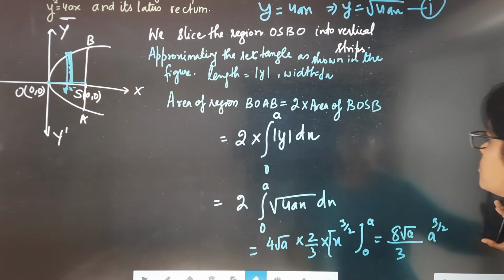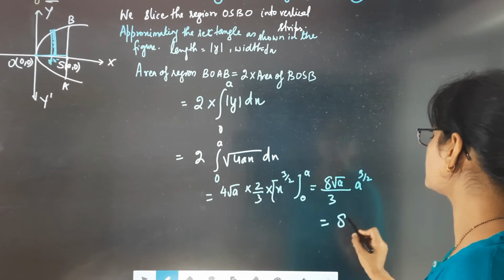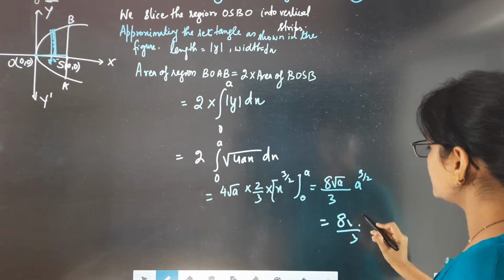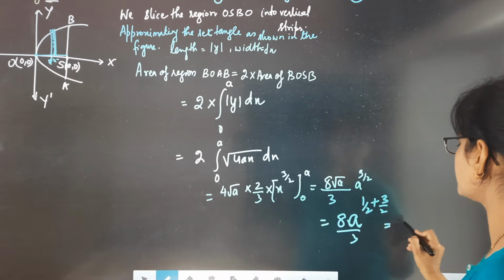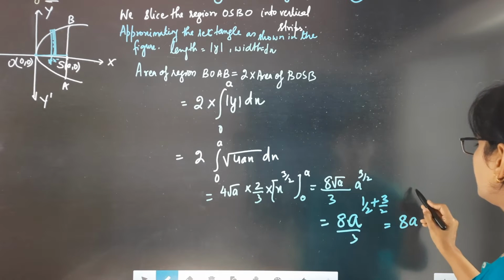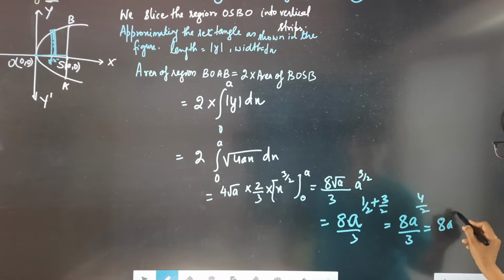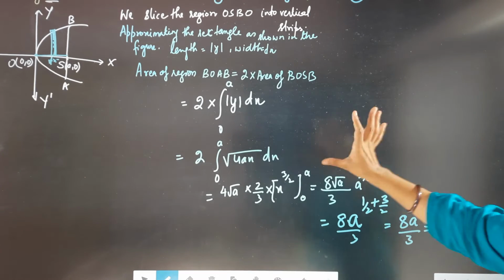So only the last part solving is needed here. So now what we have to do here, just solve this part. A here is 1 by root 2. So it is going to become 1 by 2 plus 3 by 2. So it is coming as 8, 4 by 2 by 3. So it is coming as 8a square by 3 square units. Okay, so the first part, this question is over.